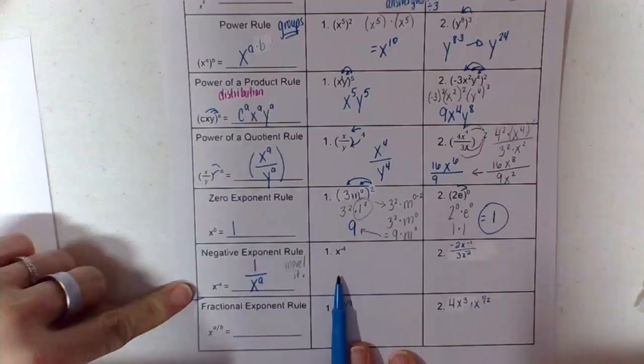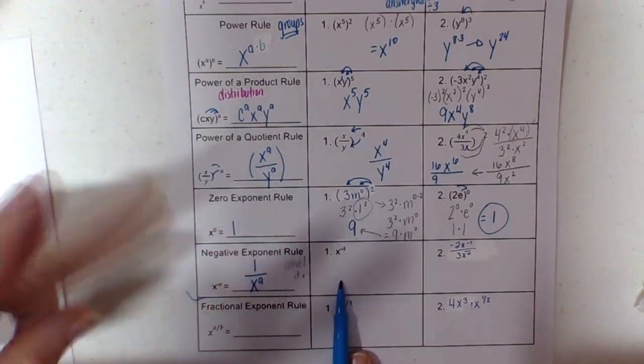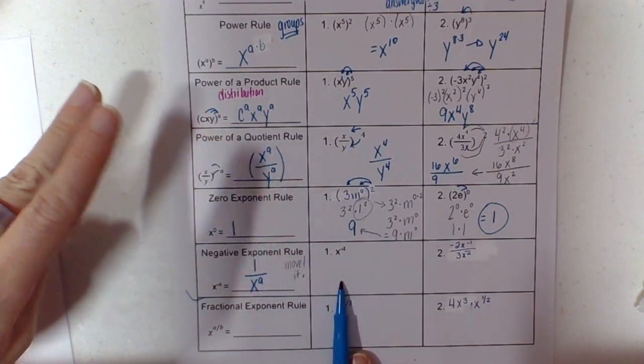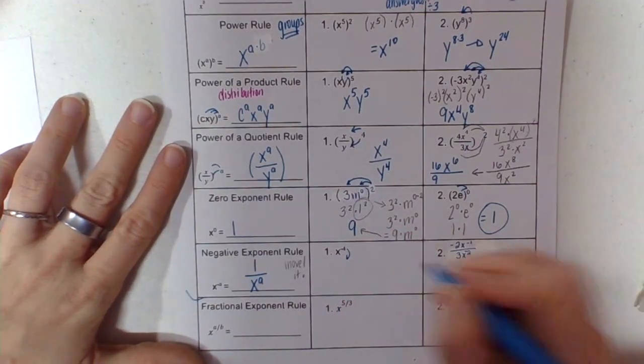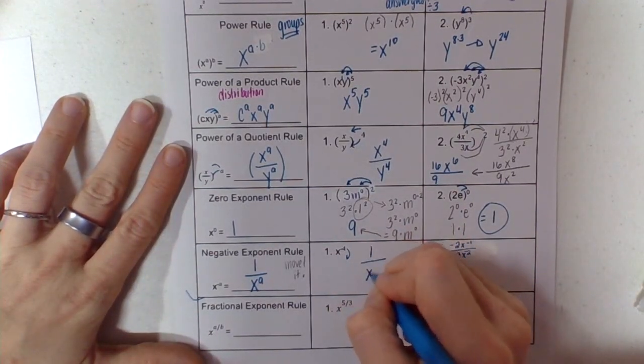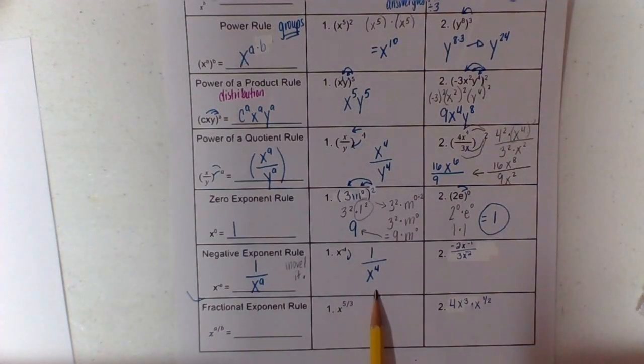So if we've got a simple one where we have x to the negative 4, we do not want to have a negative exponent in any of our answers. So we are going to move it to the bottom of a fraction. We're going to make it 1 over x to the 4. And that is the final answer. That's all you have to do to get rid of a negative exponent.